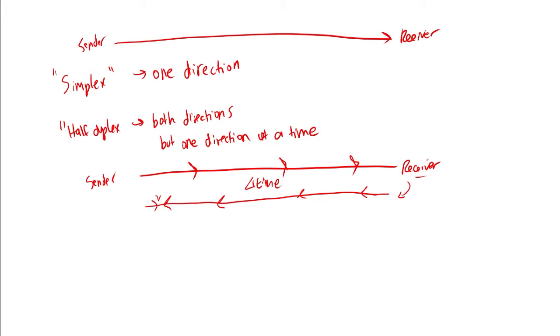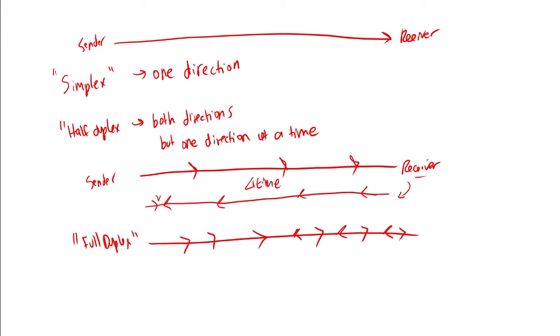And then we have full duplex, where both sides can send and receive at the same time. And how that works, it depends. There's a lot of ways, and we're gonna find out. But a phone line, for example, is full duplex.